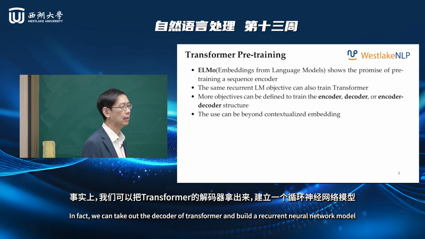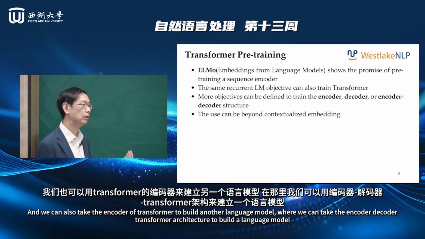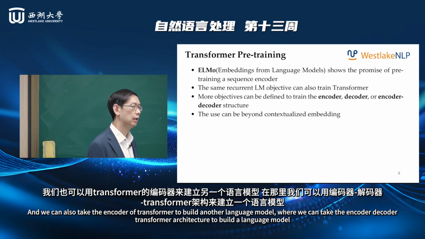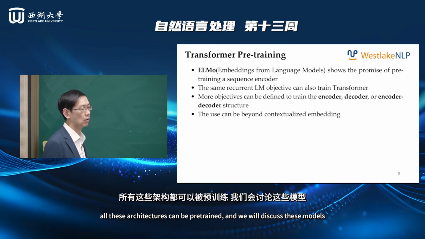In fact, we can take out the decoder of transformer and build a recurrent neural model. And we can also take the encoder of transformer to build another language model, or take the encoder-decoder transformer architecture to build a language model. So all these architectures can be pre-trained. And we will discuss these models.